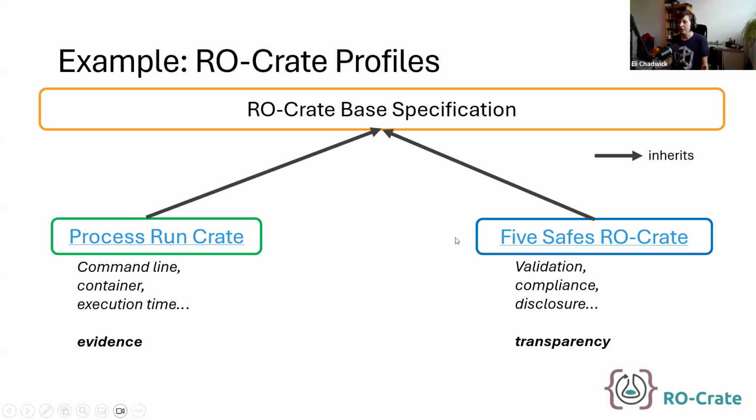It's worth noting that these profiles can be compatible with each other. You could include everything that process run crate tells you to include in your RO crate metadata, and everything that 5safes crate tells you to include, and that's fine and good. You're just providing extra information, and then you can say in your crate that you're conforming not only to the base specification, but to one or both of these other profiles. Profiles can also inherit from other profiles, but that's a level of complexity we're not going to get into.